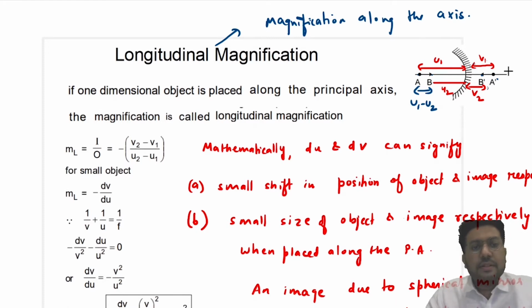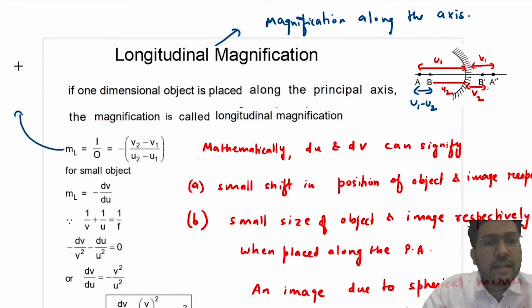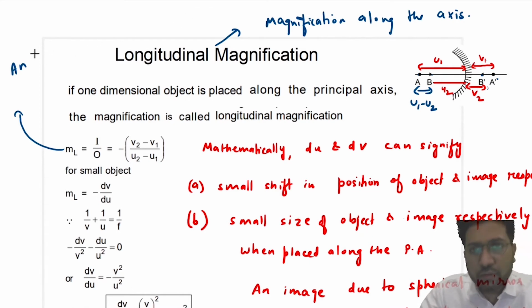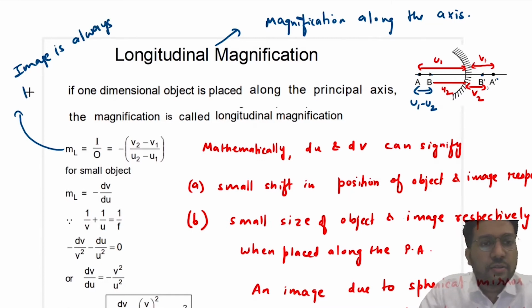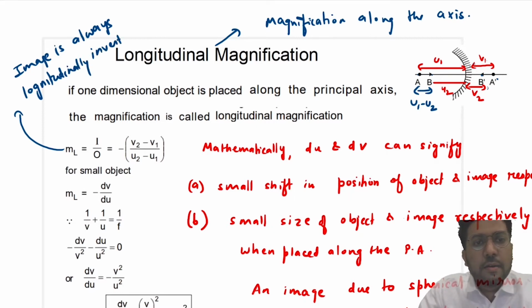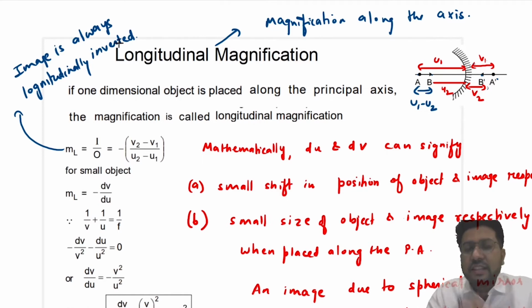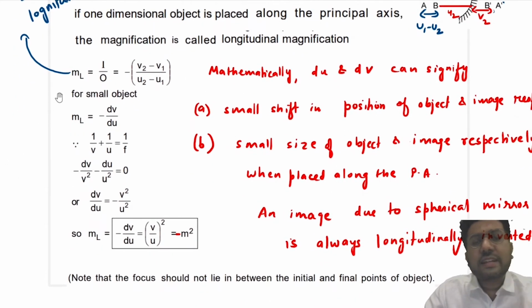Alright. Now listen carefully. An image formed from a mirror, or from any spherical mirror, is always longitudinally inverted. That is why we have written a minus sign here. Whether it is concave or convex, it will always be longitudinally inverted. That means if the object is towards the right, the image will be towards the left. That is necessary. Okay.